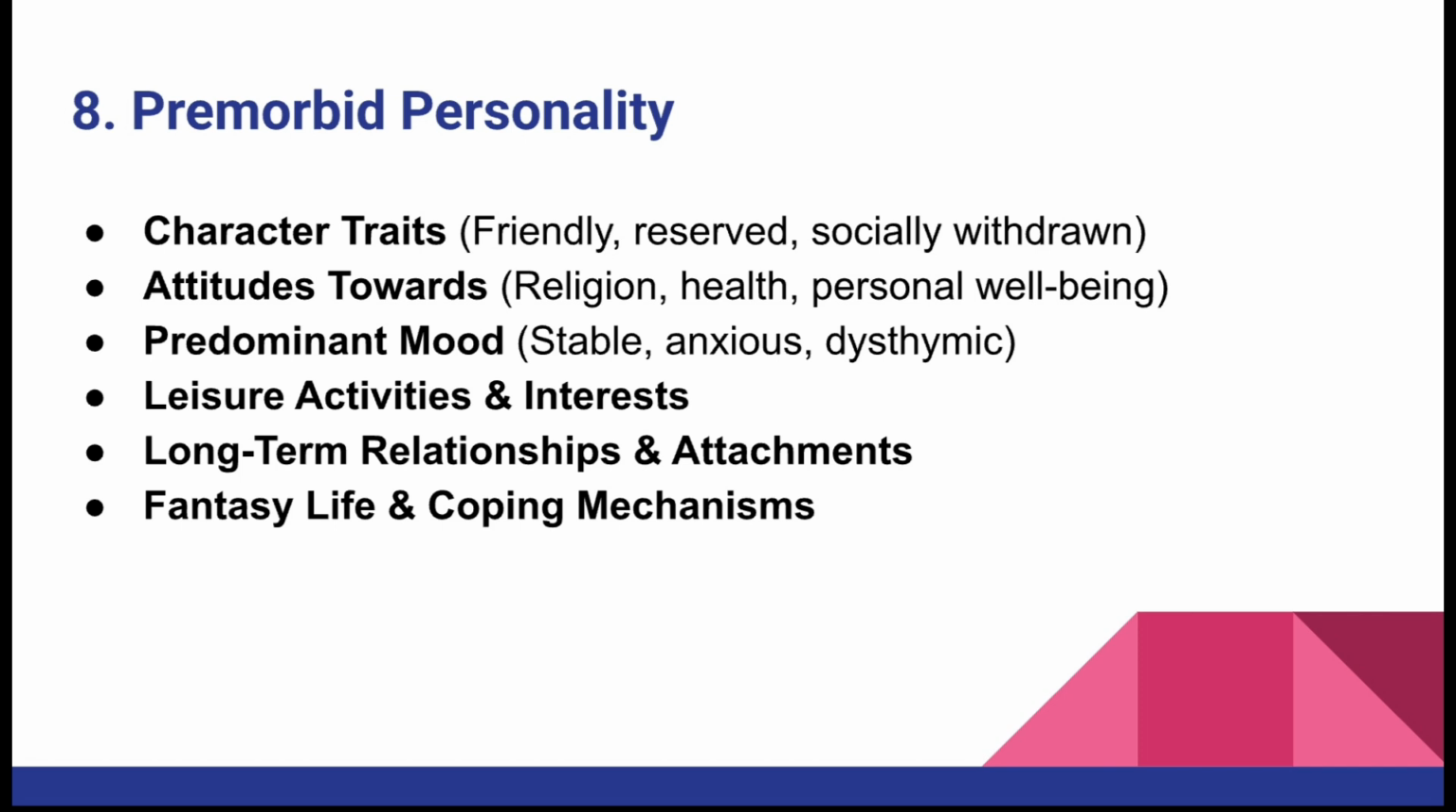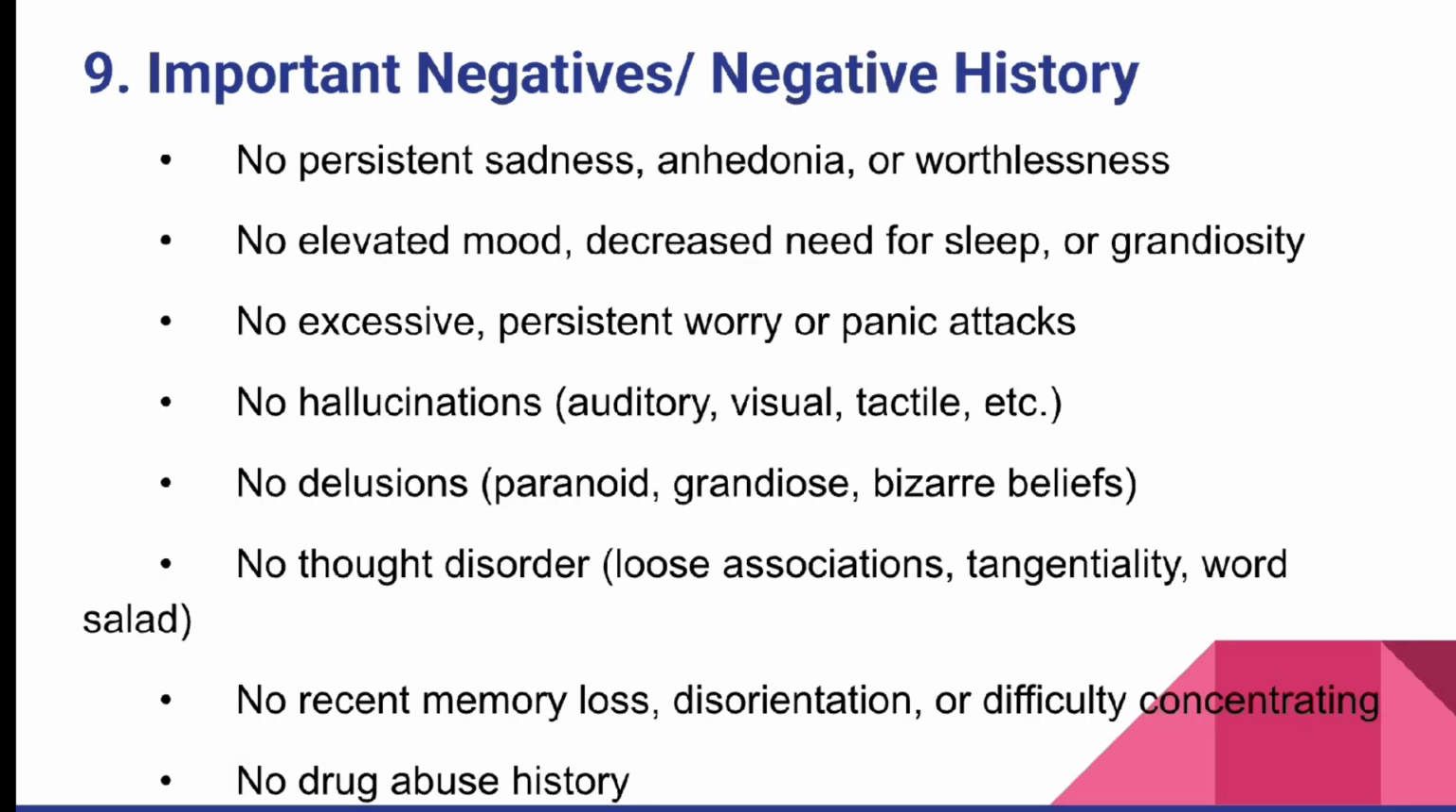In this, we dig out the character traits. Either the patient was friendly, reserved, socially withdrawn, any attitudes towards religion, health, personal well being. What was the predominant mood? Either the patient was anxious, stable, dysthymic, etc. Then we ask about the patient's leisure activities and interests, any long term relationships and attachments, and any fantasy life and coping mechanisms.